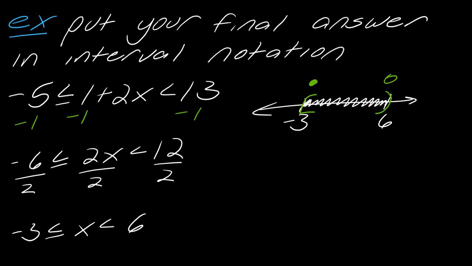And now the interval notation is actually pretty simple. Remember, we go from left to right like a book. Nothing, nothing, nothing. Starts at -3. -3 is included, so it gets a square bracket, and then we go all the way to 6. 6 is not included, so it gets a round bracket, and boom, there you go.